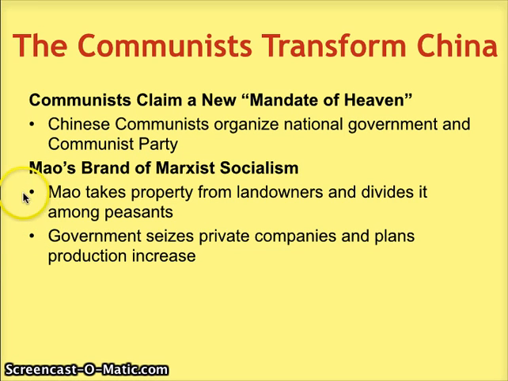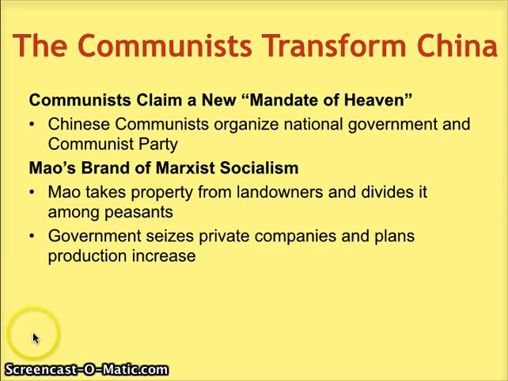Eventually he starts to form collective farms. Now we've talked about collective farms before when we've looked at Russia. This is the idea of a command economy. The government also seizes private companies and the plans of production increase. They're making all these private companies owned by the government, and the government is going to set certain quotas on what to make. This mostly is with natural resources such as coal, cement, steel, and electricity. These are the types of things that China is taking their natural resources and making into products.